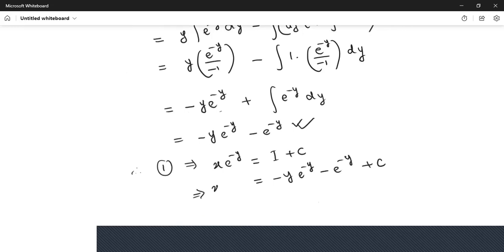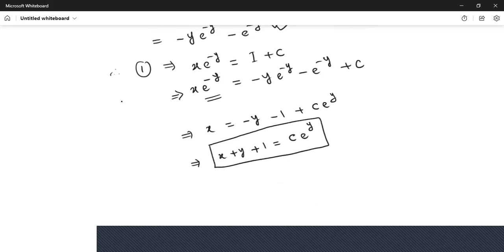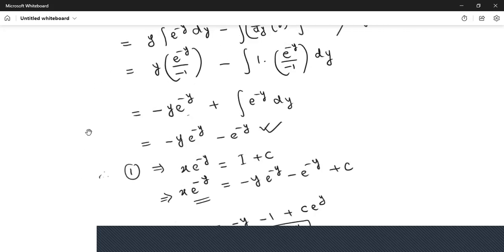So on the left, you can see x e power minus y, right? So this e power minus y I will shift towards the right hand side, or you can say you are dividing it by e power minus y on both sides. Then it will become x equals minus y minus 1 plus c e power y. So finally, you can transfer this y towards the left hand side, and then you will get only c e power y. So that becomes your solution. This is the general solution, of course, of the given differential equation.